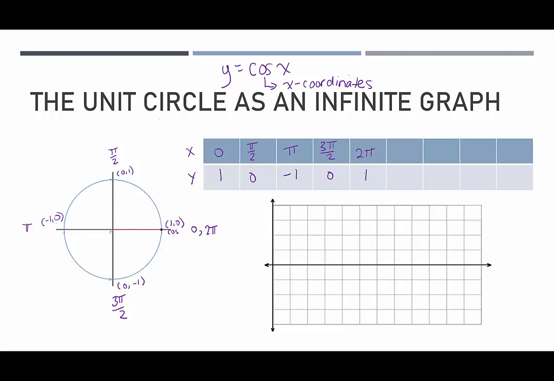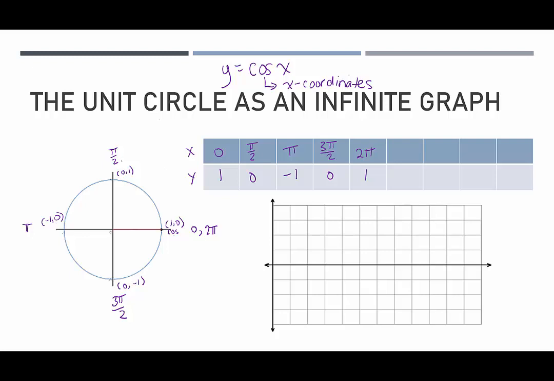And what's going to happen if we go around the circle again? We're going to have this same pattern, 1, 0, -1, 0, 1, and so on. So it's going to keep repeating over and over again, right? Because it's like going around the circle again and again and again. It's the same shape over and over and over again.